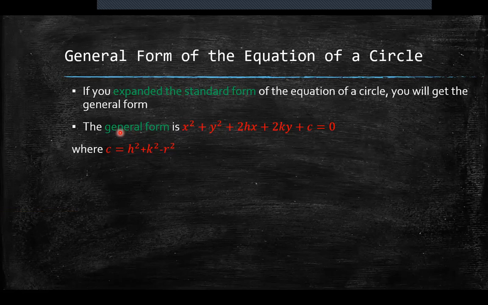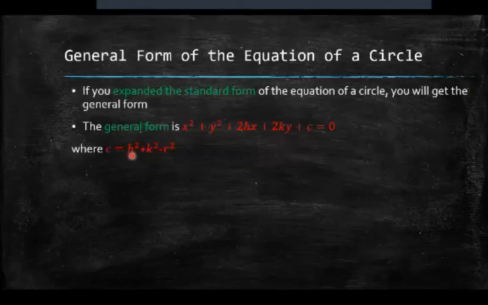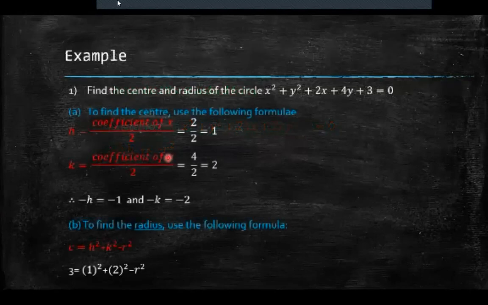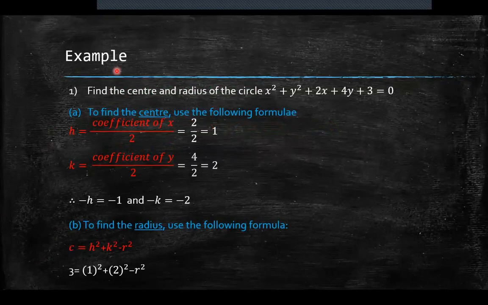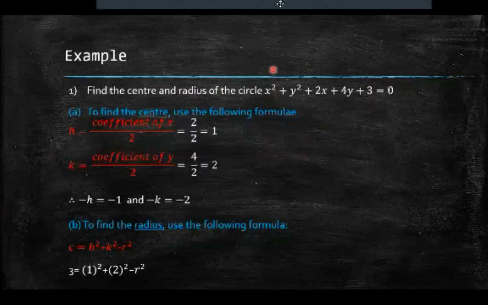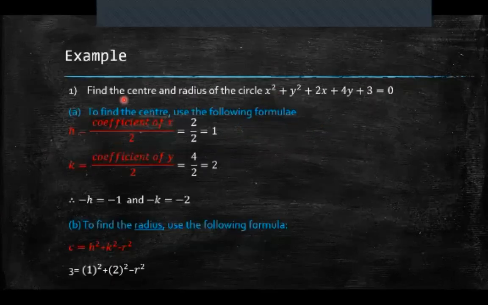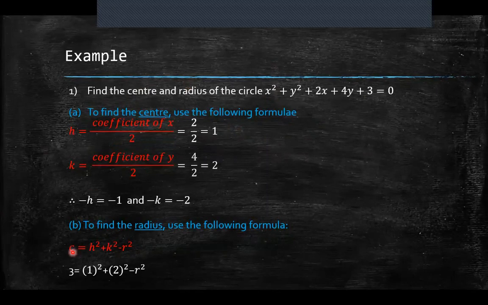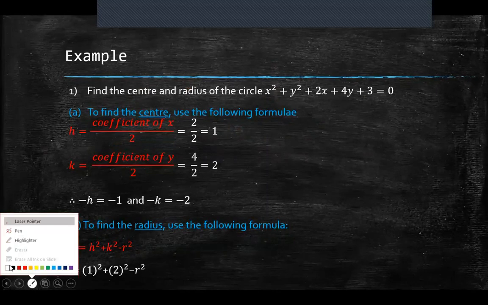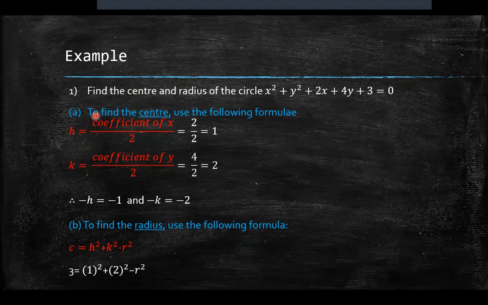Okay, so I have here the general form: x squared plus y squared plus 2hx plus 2ky plus c is equal to 0, and c is equal to h squared plus k squared minus r squared. They might give you the general form of the equation of the circle and ask you to find the center and the radius. This is just one way of finding it. So the first part, in order to find the center, you could use the following formula.